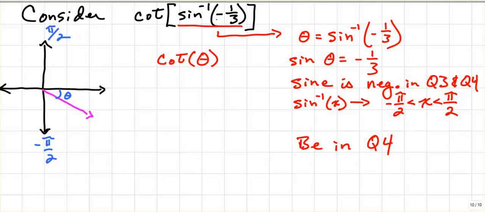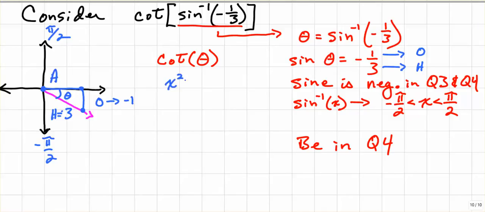I also note that since we're dealing with sine, this is going to be my opposite over my hypotenuse. So the hypotenuse, h, is equal to 3, and my opposite in this case will be technically a negative 1, and that means that I need to find my adjacent.